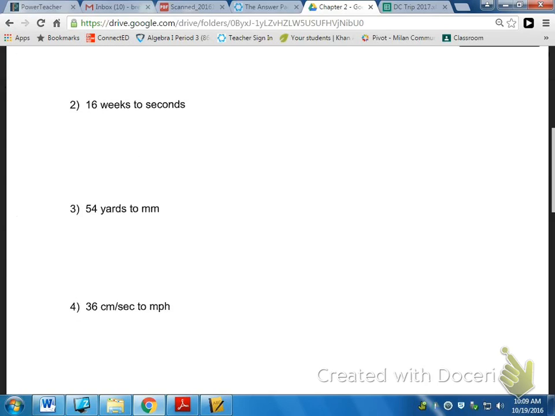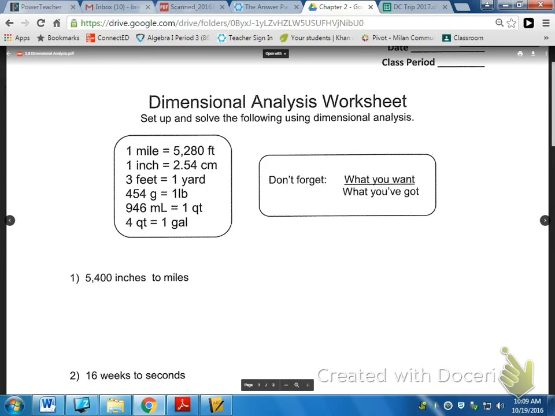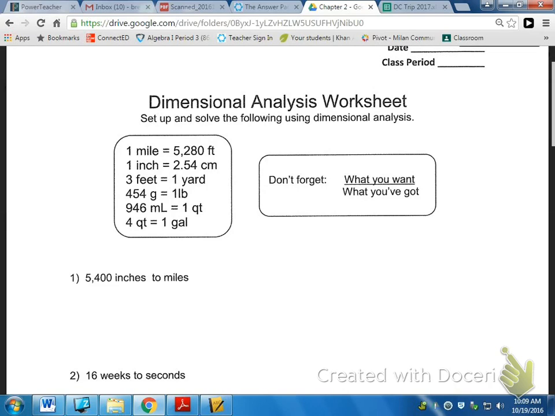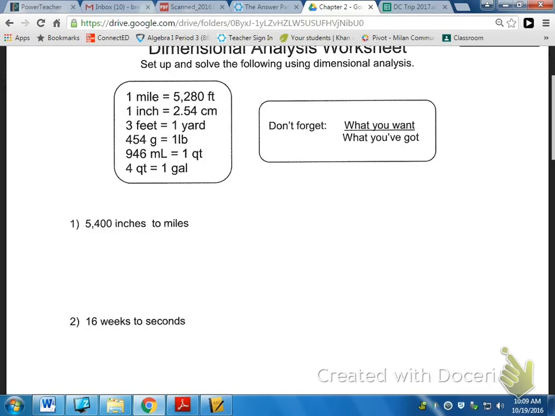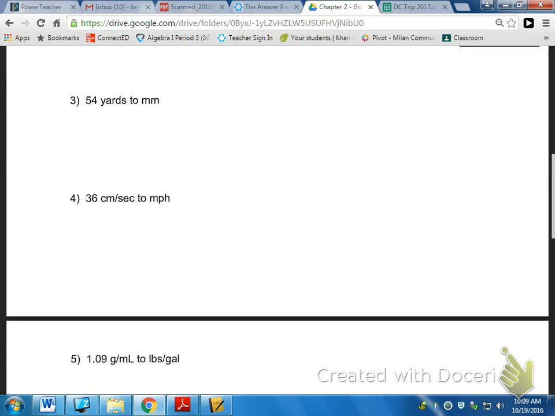You know what? Let me go back up here for a second. Everybody write this down for me. We need 1 inch equals 2.54 centimeters. Okay, write that down. 1 inch equals 2.54 centimeters. Just write it down so we have it. Now, we're going to switch from 36 centimeters per second, and we're going to switch that to miles per hour. So this one's going to take a lot of ratios to get there.